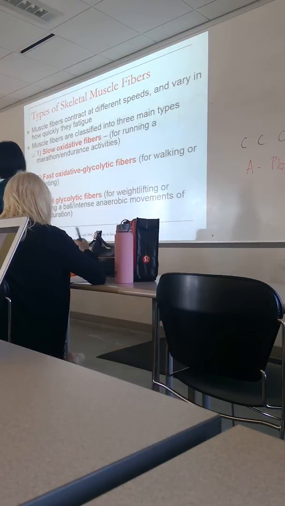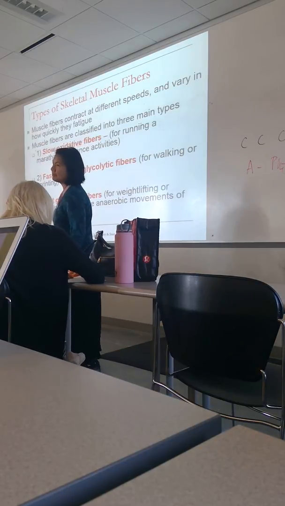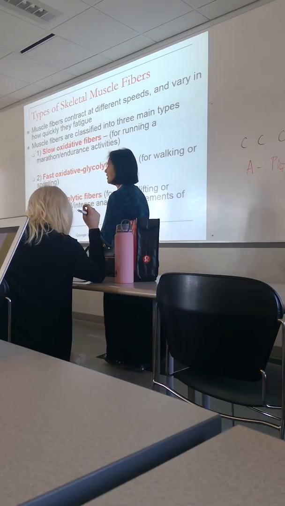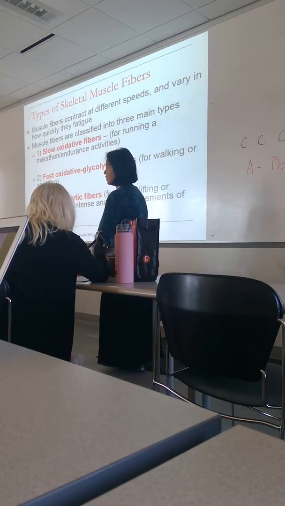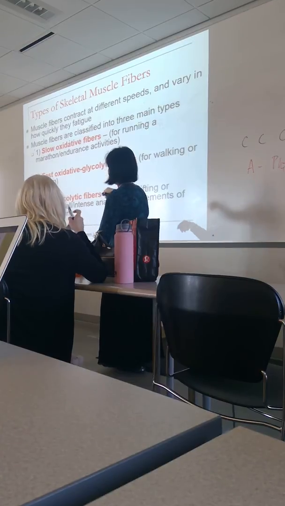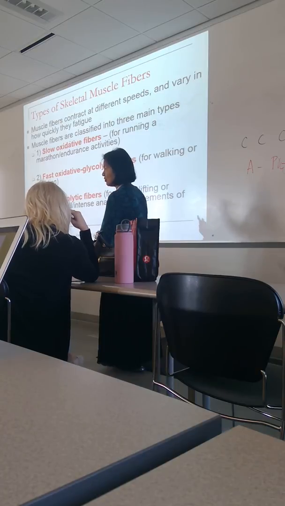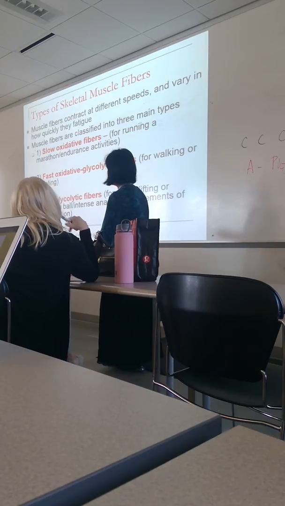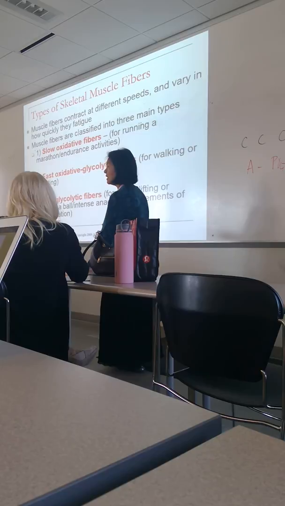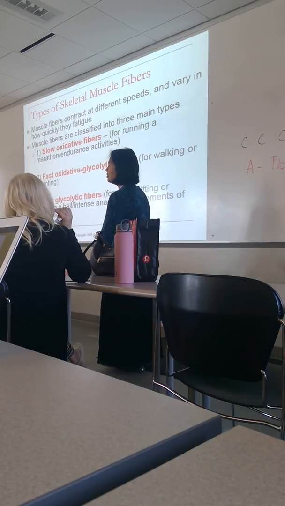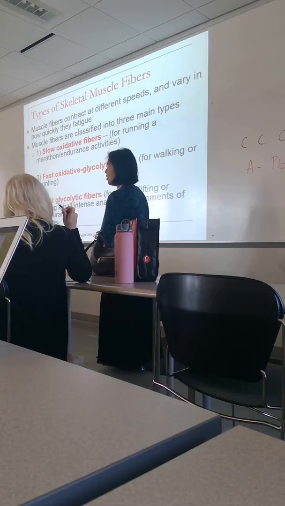There's what you call the oxidative and then glycolytic. I prefer the red and the white. It's easier for students to understand. Oxidative means oxidation, means you have lots of mitochondria, right? Glycolytic means you have lots of glycogen. So of the two, which one do you use for aerobic exercise? The oxidative or glycolytic? Yes, very easy, right?